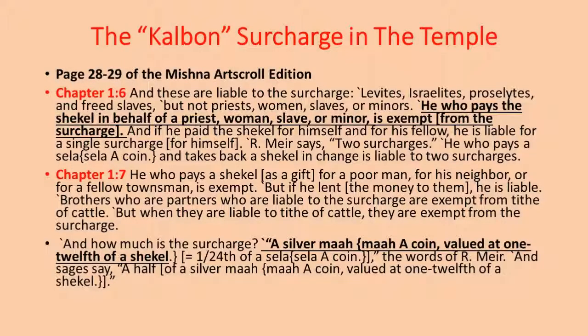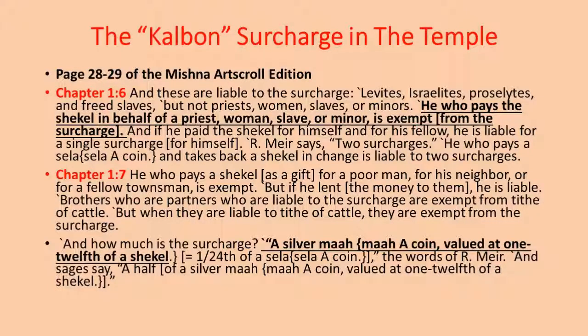So let's read this. This comes from the Mishnah Art Scroll edition, chapter 1, verse 6. And these are liable to the surcharge: Levites, Israelites, proselytes, and freed slaves. So who had to pay the temple tax? The same people. Who had to pay the surcharge? Same people. But not priests, women, slaves, or minors. He who pays the shekel on behalf of a priest, woman, slave, or minor is exempt from the surcharge. That's interesting. So to not be charged the kalbon, you could pay for somebody else who's not obligated. You pay for them, and then they would exempt you from the kalbon, the surcharge. So you pay exactly what it was supposed to be.